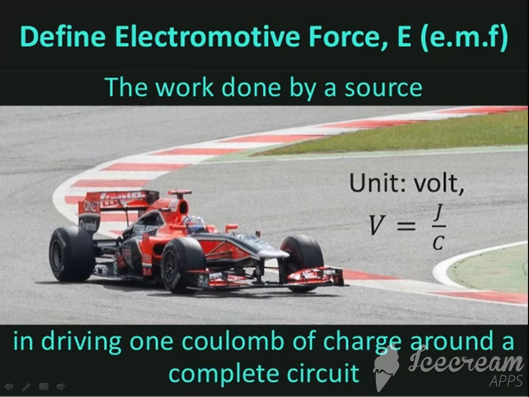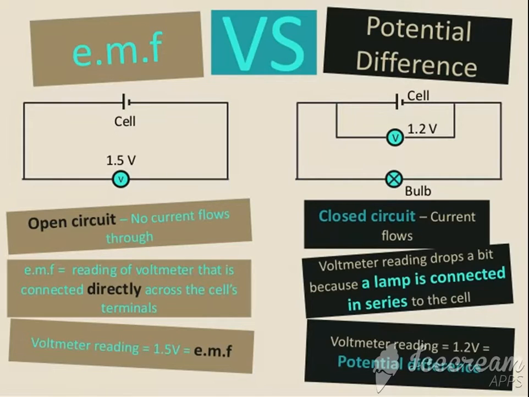So basically EMF is for the entire circuit. As you can see in this diagram, 1.5 volt is for the whole circuit. When no current flows through it, the reading of the voltmeter is called EMF.